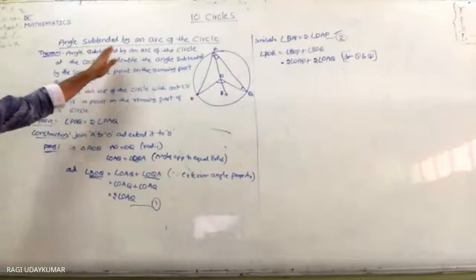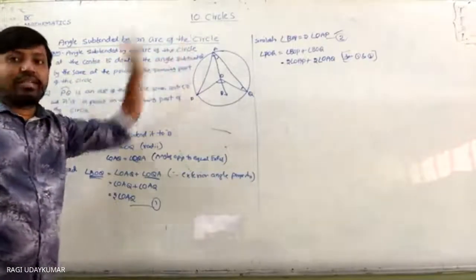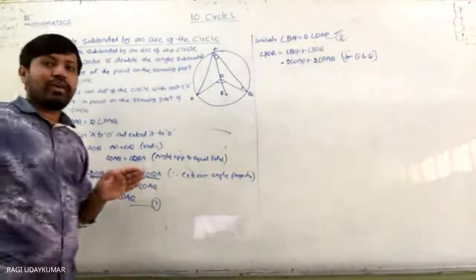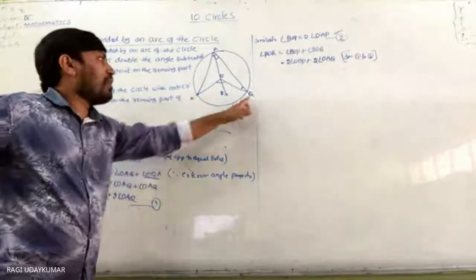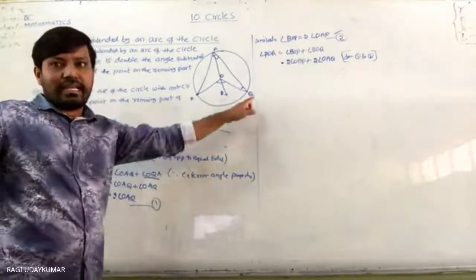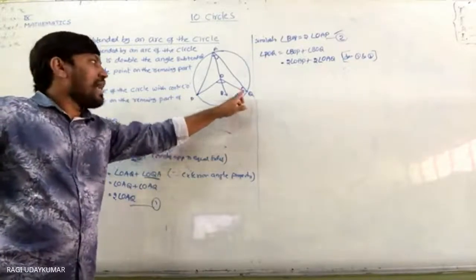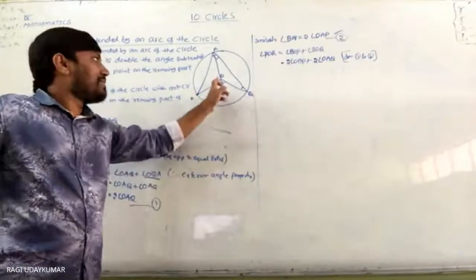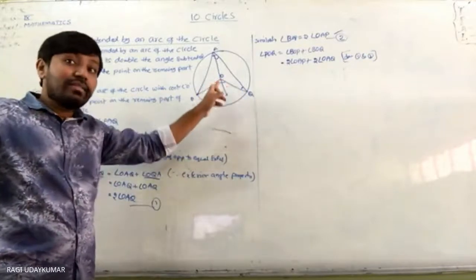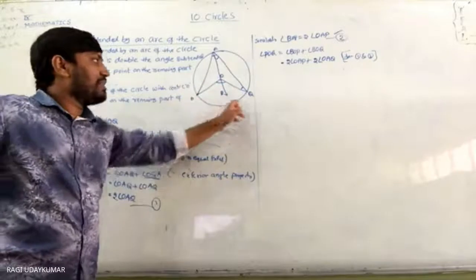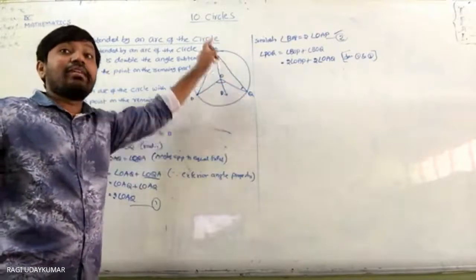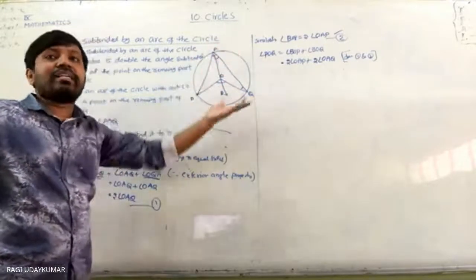So angle subtended by an arc of the circle is the concept. So the theorem is what here? If you are considering the PQ as an arc, the angle made by this arc at the center is double the angle made by this arc at the point in the remaining part of the circle.